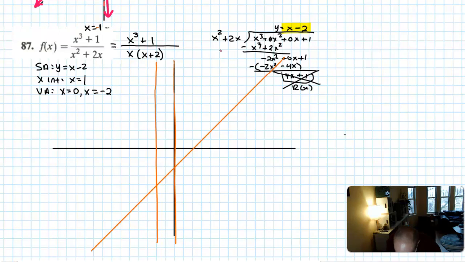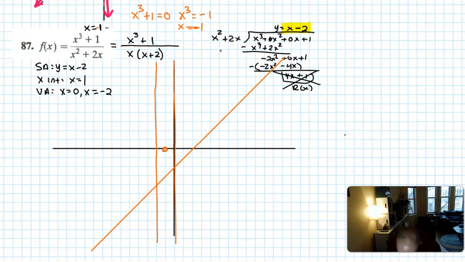This is 0 when x is negative 1, right? So if we're solving x cubed plus 1 equals 0, then x cubed would need to equal negative 1. That only happens when x is itself equal to negative 1, not positive 1. So our intercept is going to be at x equals negative 1 between those two vertical asymptotes, which makes a little more sense for the eventual likely shape of this graph.